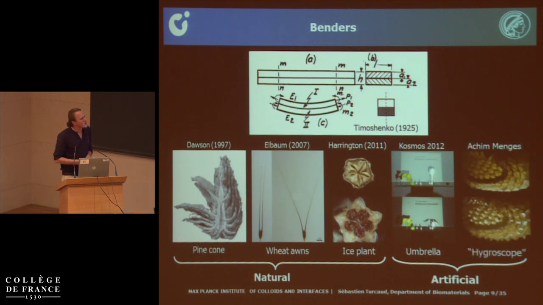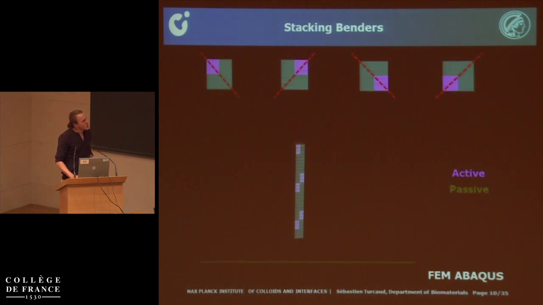Another example is from a German architect, Achim Menges, who created a system that surprisingly looks very similar to those ice plants, even though it's not related. It's a hygroscopic system where you also have wood active layers attached to plastic passive layers that open and close with changes in humidity, and it's part of the permanent exposition at Centre Pompidou in Paris. This is at a scale of approximately 1 meter. So this is one idea, just bilayer systems.